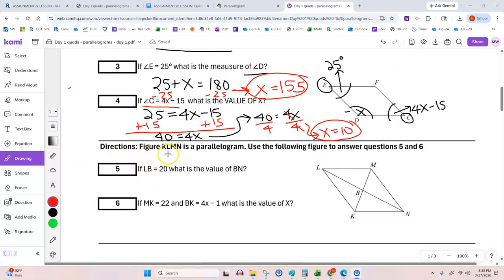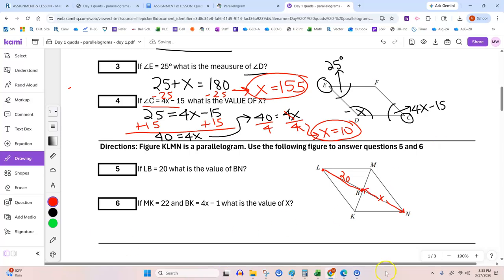Okay, so the next thing we have is another parallelogram. They're saying LB is equal to 20, so that's going to be the distance from here to here. They're saying that that is equal to 20, okay, from here to here. And what is the value of BN? So that would be from here to here. What is the value from here to right here?